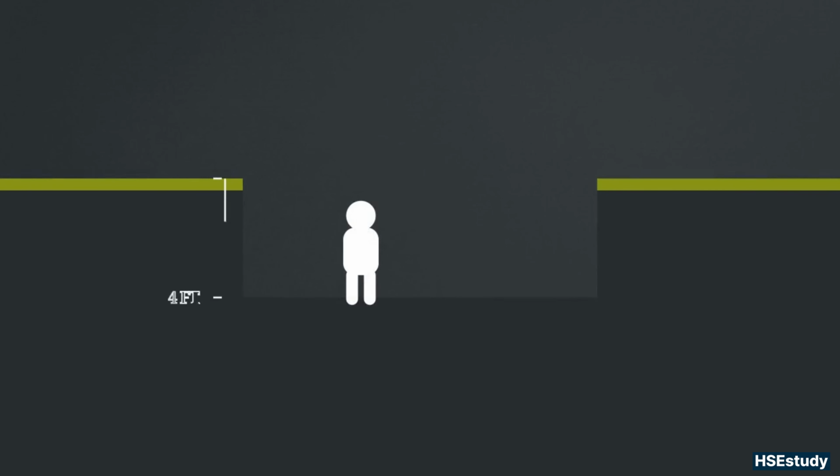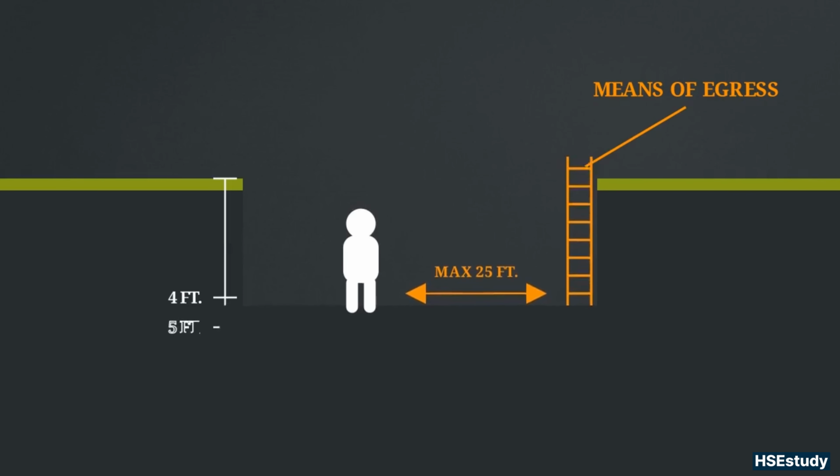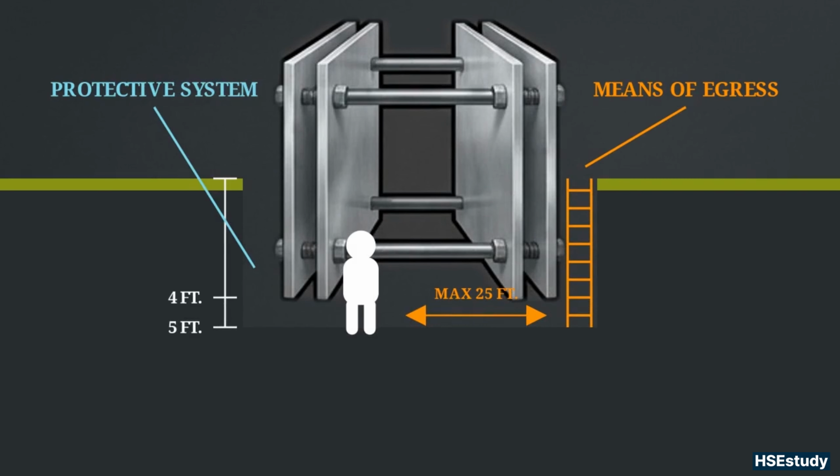This cross-section shows an excavation trench. At a 4-foot depth, the law mandates a safe means of egress, like a ladder within 25 lateral feet. At 5 feet, dirt walls must be actively secured using protective shoring, shielding, or sloping to prevent a cave-in.